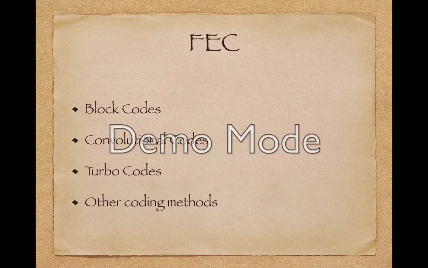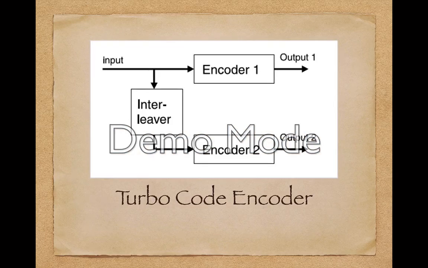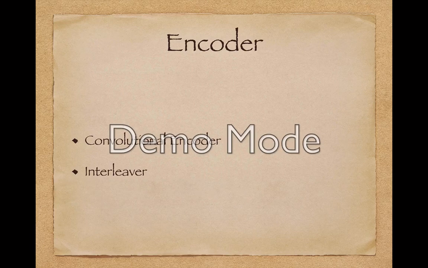So the basic idea of turbo codes is to use 2 convolutional codes in parallel with some kind of interleaving in between. And the structure of the system is shown in this slide. We can see it consists of 2 encoders and the interleaver to interconnect those 2 encoders. And the encoder can be divided into convolutional encoder and interleaver.